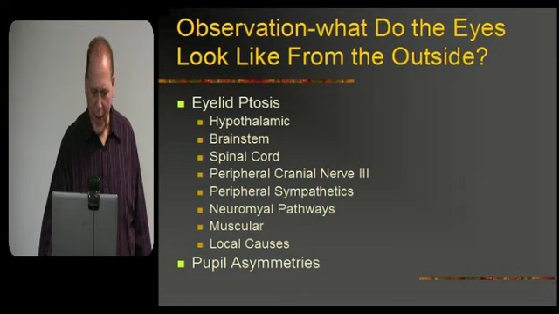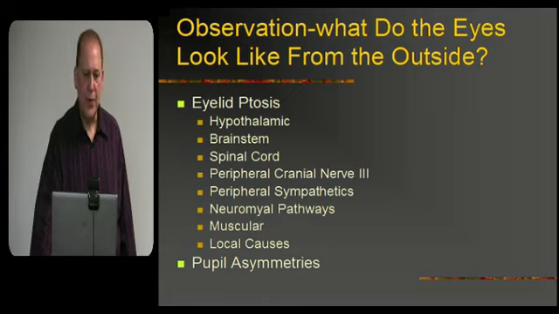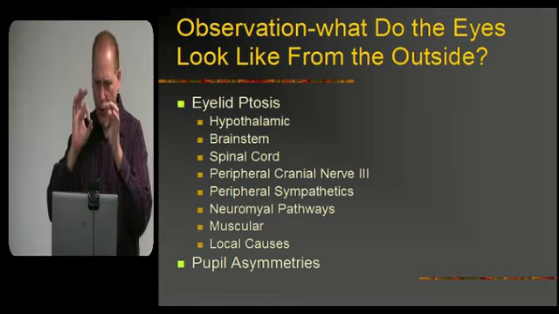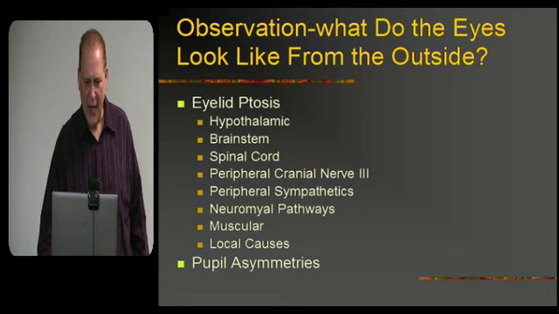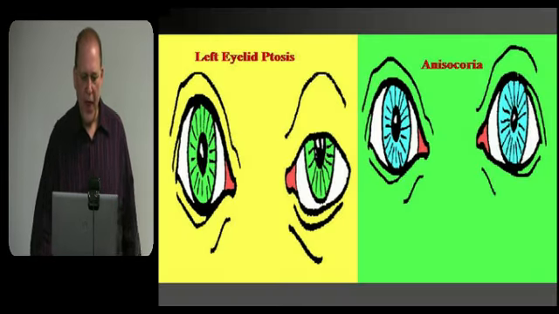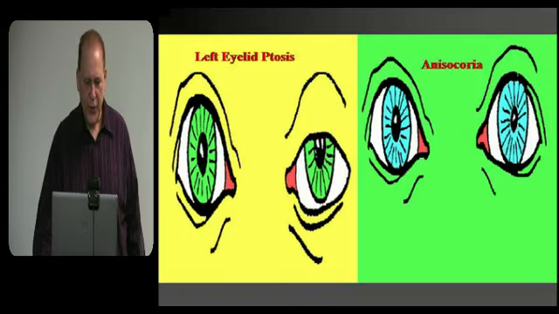Talked a little bit about neuromyelitis. The next thing is, are the pupils equal? Does the patient have anisocoria, unequal pupil size? So size, shape, and equality of the pupils. So here on screen left, we have a person with ptosis.